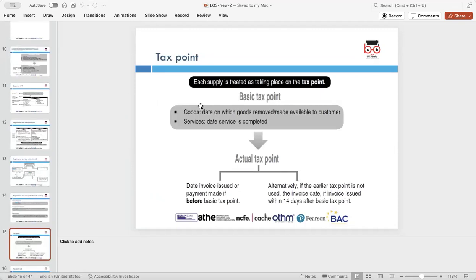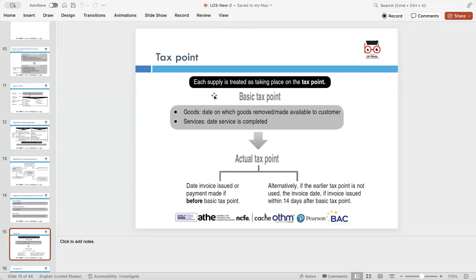Tax points and tax invoices. In VAT accounting, each supply is treated as taking place on the tax point, which determines when VAT becomes due. The basic tax point for goods is typically the date on which goods are removed or made available to the customer. For services, it is the date when the service is completed. But there's also the actual tax point, which could be the date when the invoice is issued or payment is made.